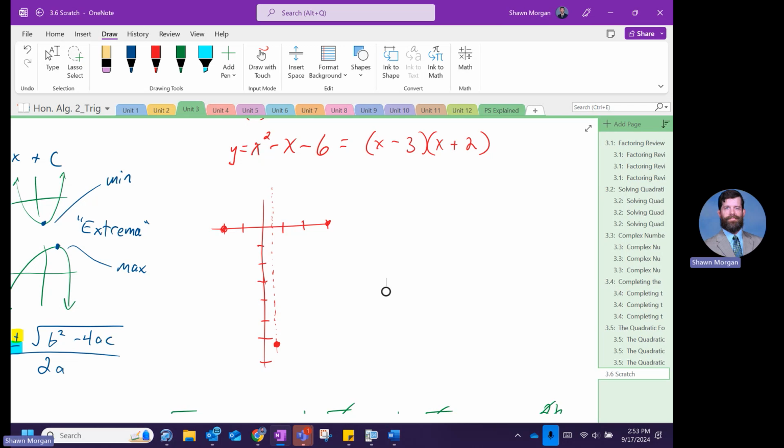To find the x-intercepts, we had y was 0. So to find the y-intercept, guess what? We're going to let x equals 0. X equals 0 is so easy to do because you can just cover up any of the x terms. I like to call that the cover-up principle.